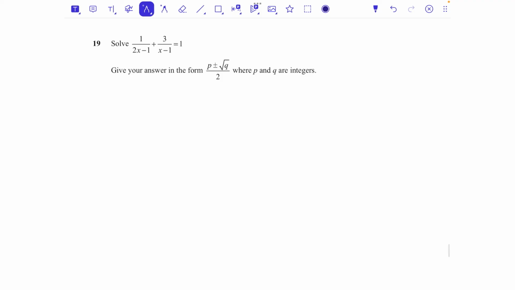Question number 19. Solve 1 over 2x minus 1, add 3 over x minus 1 equals 1. Give your answer in the form p plus or minus root q over 2, where p and q are integers. Now this is giving me quadratic formula vibes, but let's just see where we get to. So I'm going to do this by doing this. We multiply in that picnic bench shape, upside down picnic bench, that's what a lot of people call it.